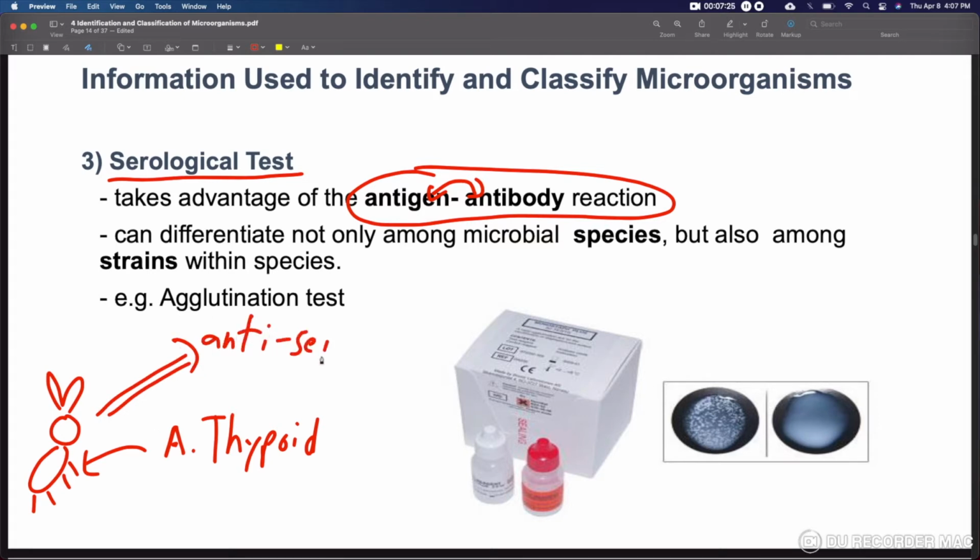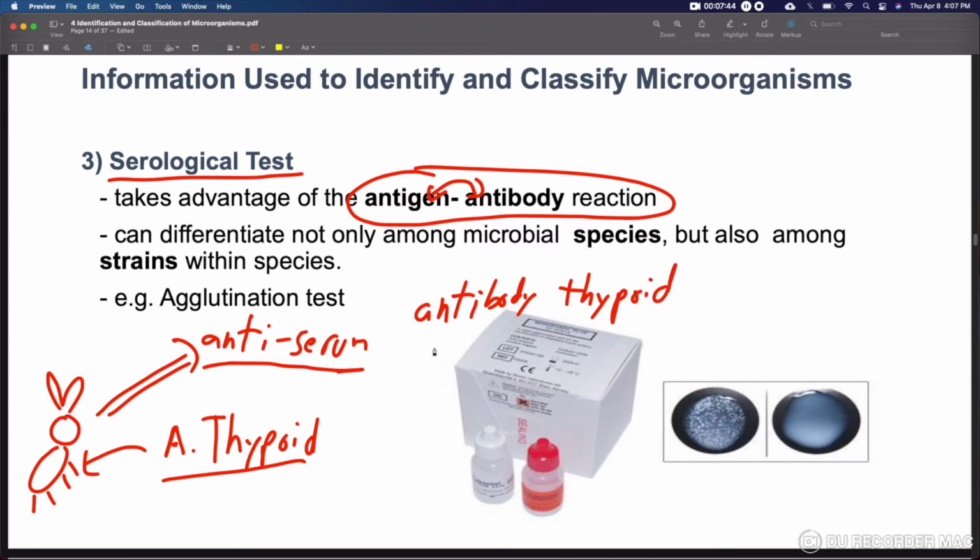the rabbit, for example. And what we're going to do with this anti-serum is concentrate the antibody that is specific for the reaction to the typhoid. After isolating the antibody for typhoid, we're going to concentrate this and put it in the bottle. And then we can now do the agglutination test.